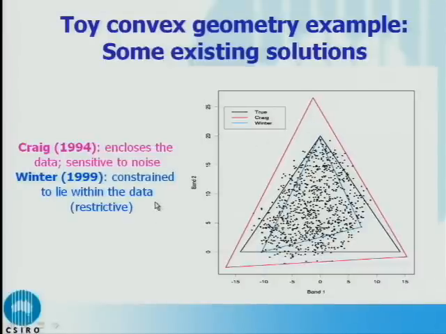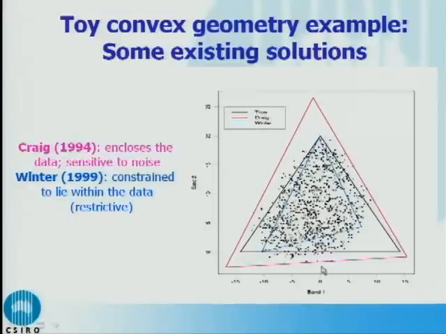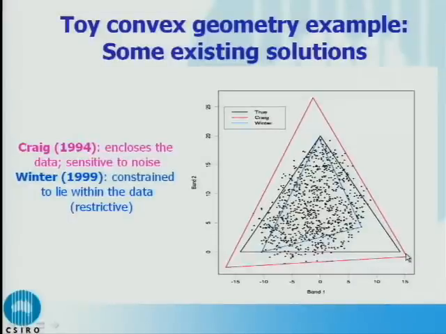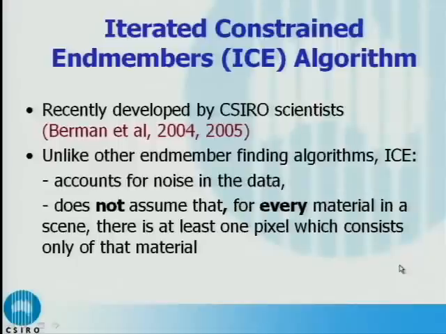There's another one due to Michael Winter, which is sold commercially. It's called N-FINDR. And it's a mirror image. It finds the largest hypervolume constrained to lie among the data points. And of course, its problem is it can't get out here. There's no way it can get out there.